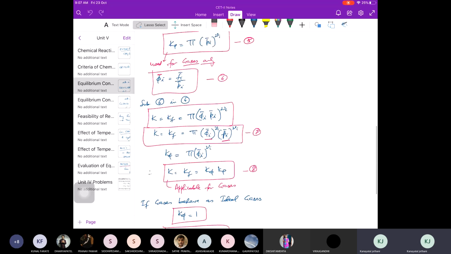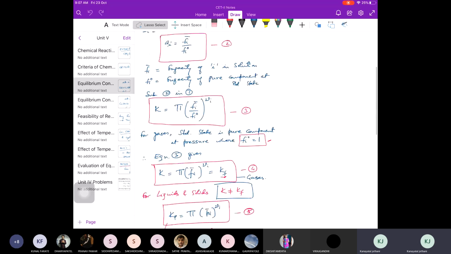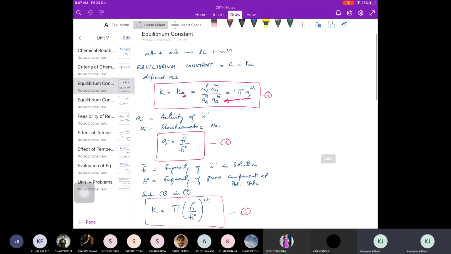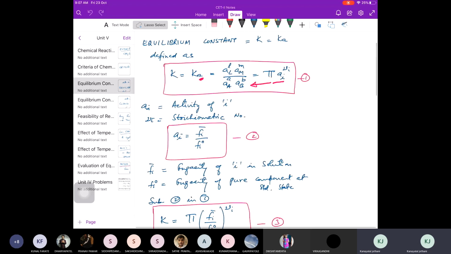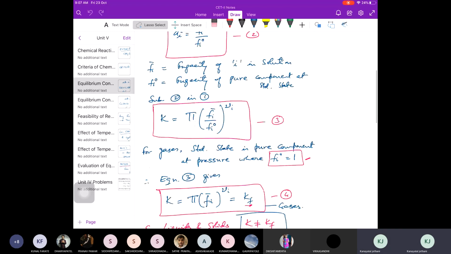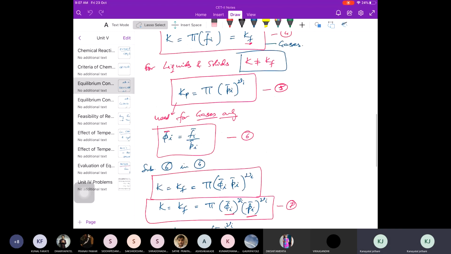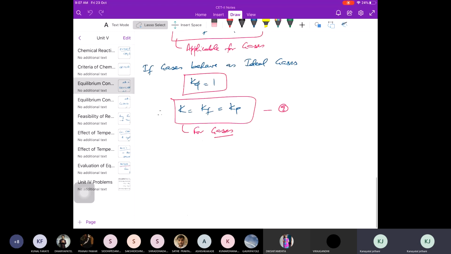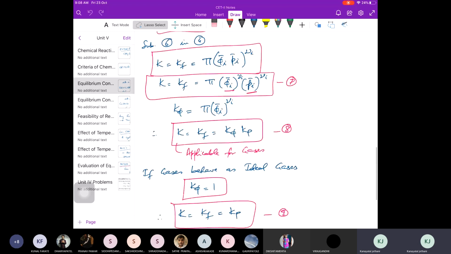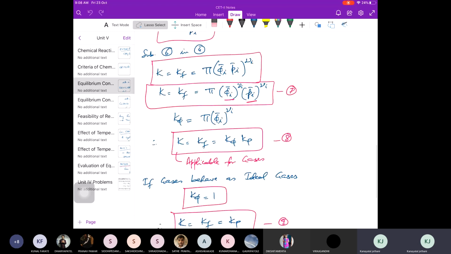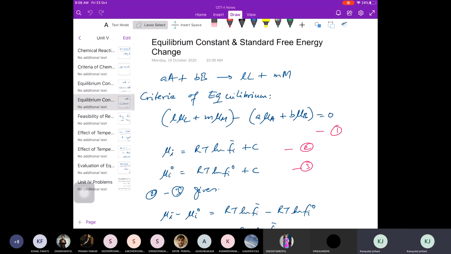We define different types of equilibrium constants, right? K, Kc, Kf, Kp. They're all definitions, right? And we are going to use these definitions in our analysis for questions. So let us proceed to the next topic. How do we calculate K?